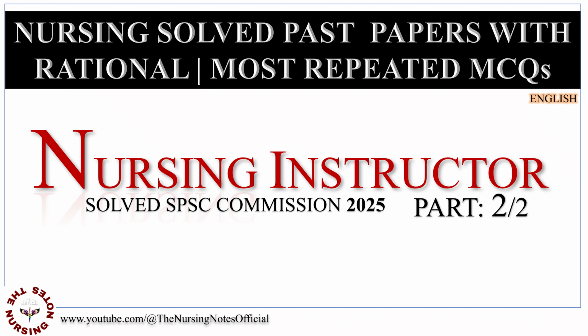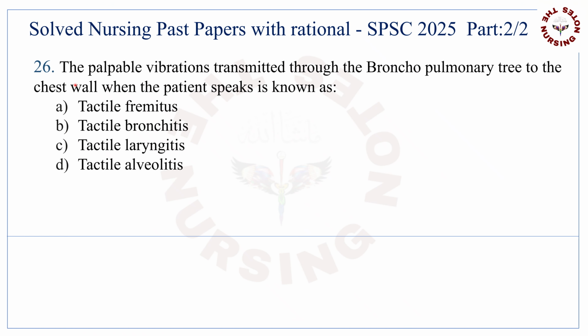Let's discuss the second part of this test. Question number 26. The palpable vibrations transmitted through the bronchopulmonary tree to the chest wall when the patient speaks is known as. Correct answer is A. Tactile fremitus.